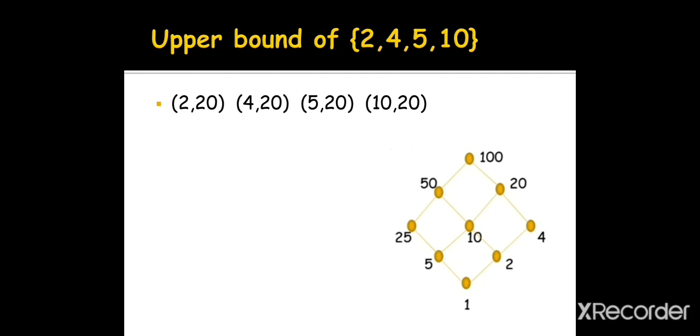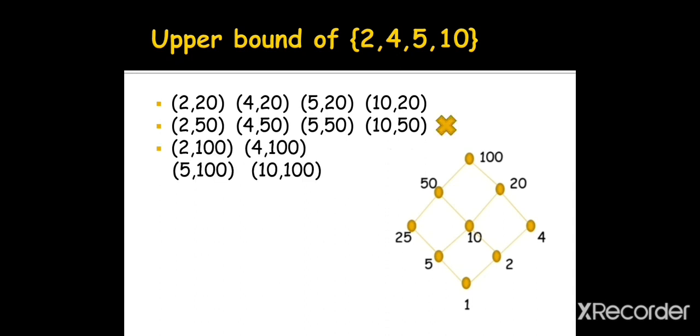Secondly, we will check 50. There is a transitive relation between 2 and 50, and there is no bond between 4 and 50. So 50 is not an upper bound. Then we will check 100. There is no direct bond between 2 and 100, but 2 divides 100, and also 4, 5 and 10 divide 100. So 100 is an upper bound. So the upper bounds are 20 and 100.